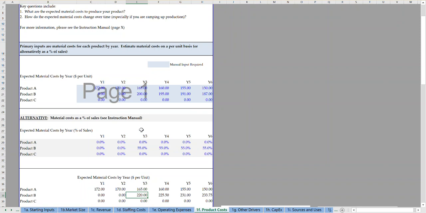Now, as you can see, by entering in our materials costs as a percentage of sales, it has overwritten the expected materials costs we've entered above on a per unit basis. Please keep in mind that if you do enter any information in our alternative method, it will overwrite the information you've entered above.